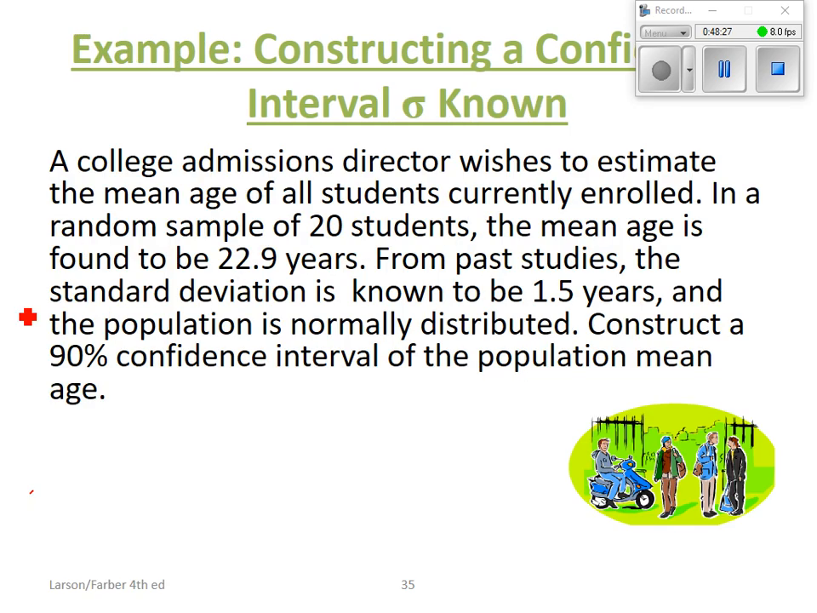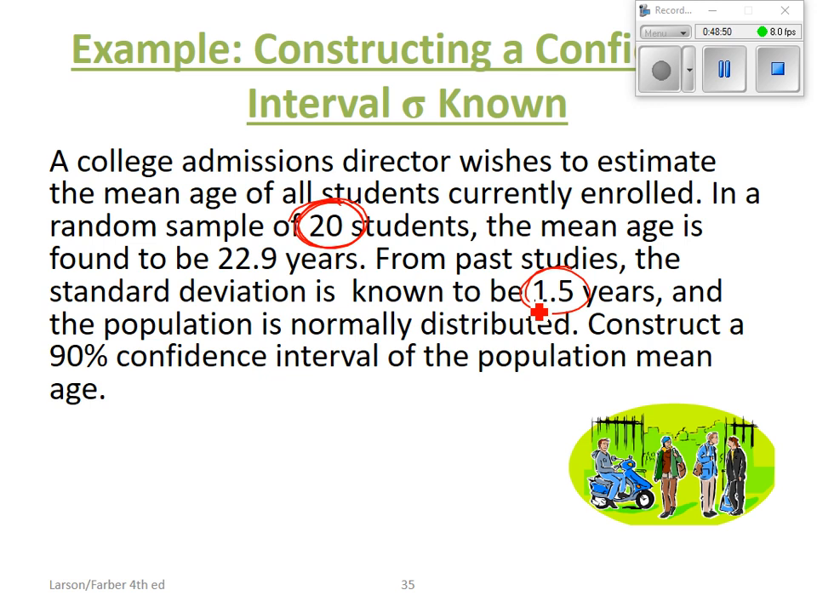A college admissions director wishes to estimate the mean age of students currently enrolled, using a random sample of 20 students. The mean age is 22.9. Notice here, 20 students. From past studies, the standard deviation is known. So they're saying that we know the standard deviation to be that, so they're giving that to you.